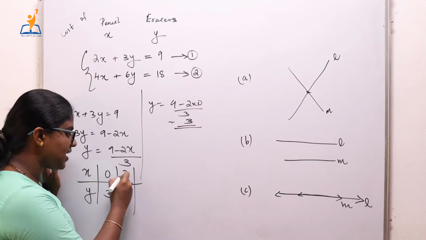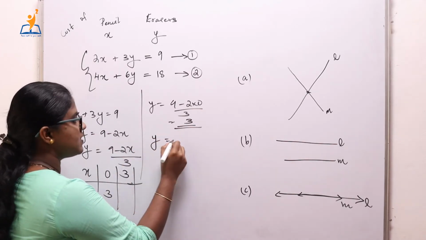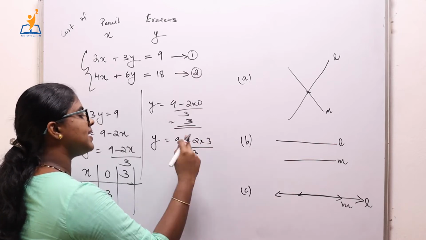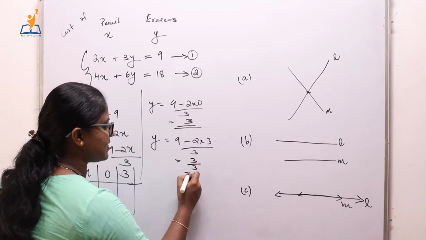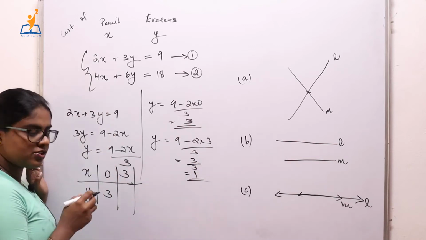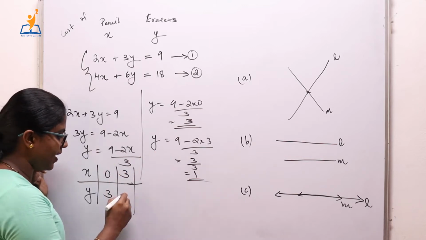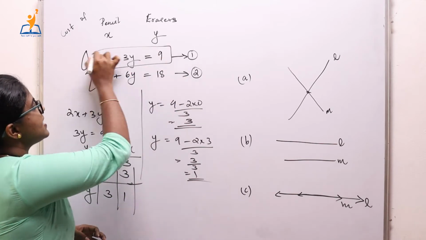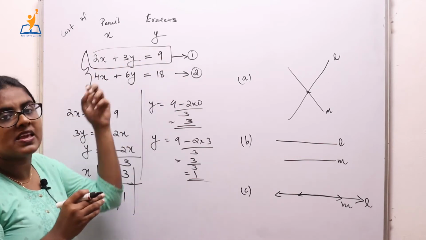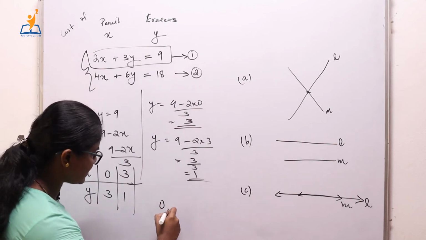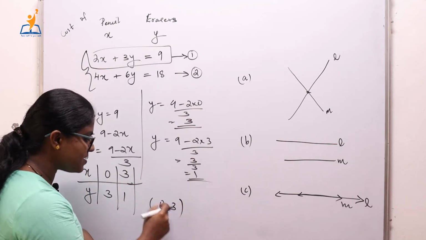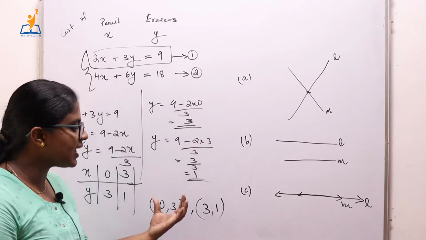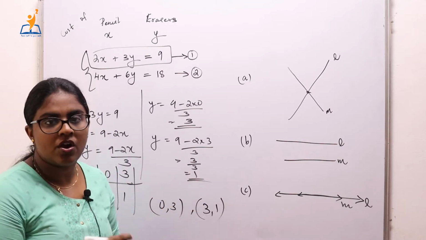Now let's put x = 3, and y becomes (9 − 2 × 3)/3, that is (9 − 6)/3, which is 3/3, and that is 1. So corresponding to the x value 3, we have the y value 1. So (0, 3) and (3, 1) are solutions of this equation, that is, points on this line.